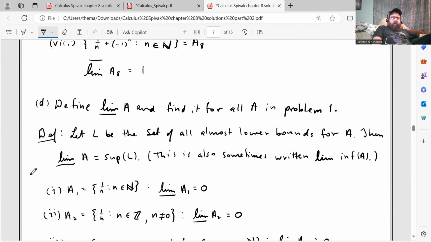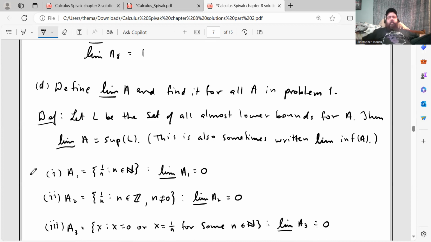All right. Part B, define lim inf. It's the limit inferior of the set A. So define it and find it for all A in problem one. So here's my definition. Let L be the set of all almost lower bounds for A. Then lim inf of A is equal to sup L, the supremum of L. And again, this is sometimes written lim inf. It stands for limit inferior, right?